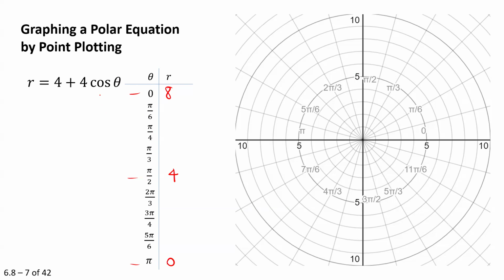Cosine of pi over 4 is square root of 2 over 2. Canceling that out with the 4, we get 2 square root of 2. We add 4 to that, whatever that is. Cosine of 3 pi over 4 is the same thing, except this is negative, and so this will be 4 minus 2 square root of 2. Cosine of pi over 3 is 1/2. So this is 4 plus 4 times 1/2. 4 times 1/2 is 2, plus 4 is 6.